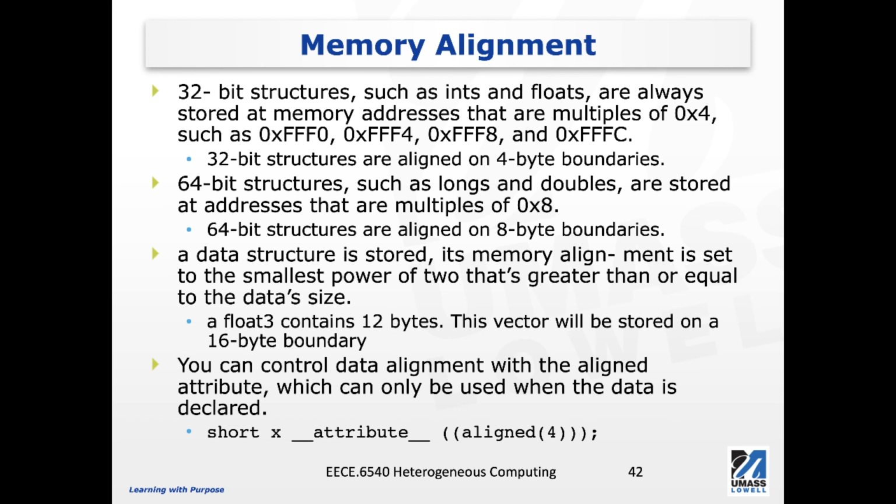You can control the data alignment using the align attribute, which can only be used when the data is declared. So you can, for example, declare a short integer x, and you want the integer to be aligned to addresses that are multiples of 4.